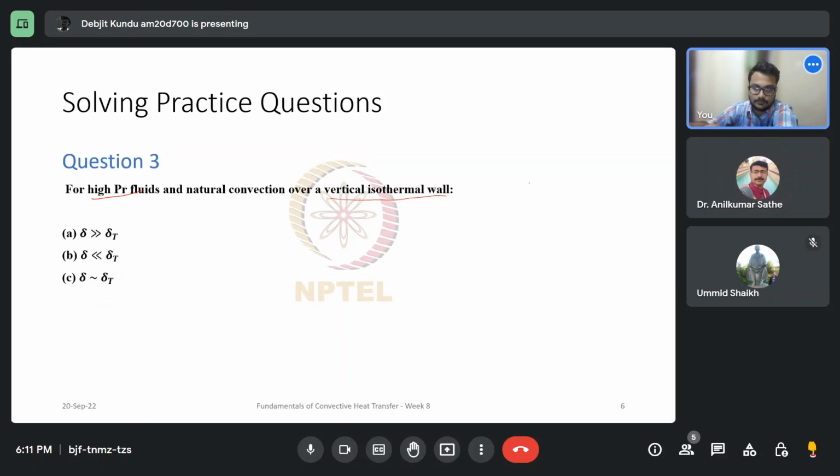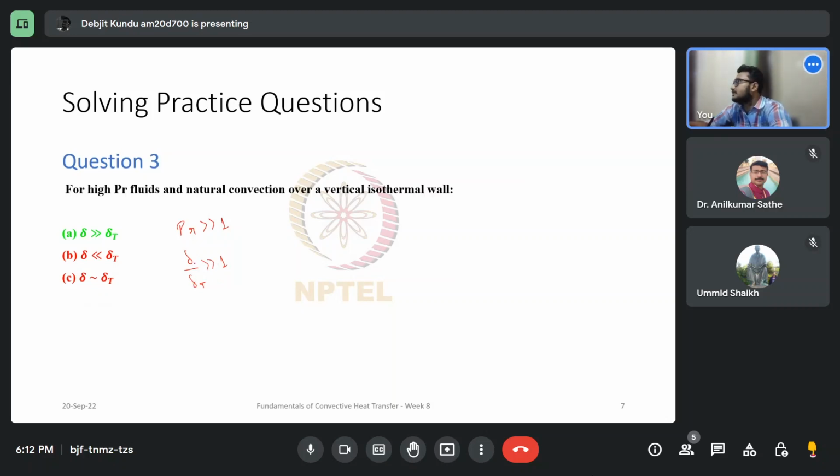Option A. Okay. Any other answer? Option A. So it's a simple one. Option A, the hydrodynamic boundary layer thickness would be greater. Since we know that Prandtl number is much greater than 1, and Prandtl number is proportional to delta by delta T, so this being much greater than 1 means delta would be much greater.